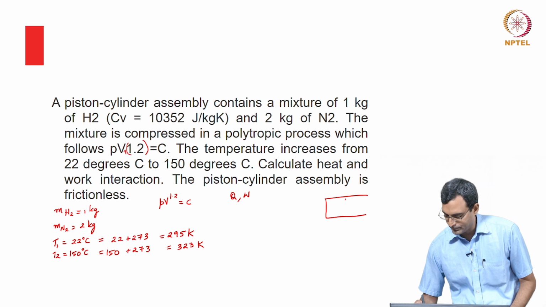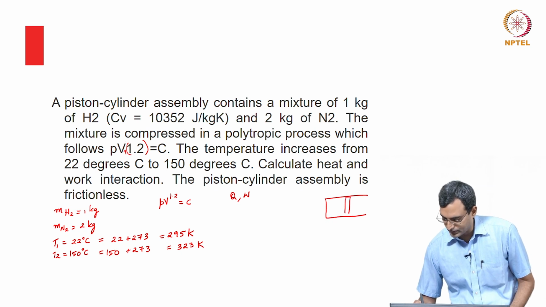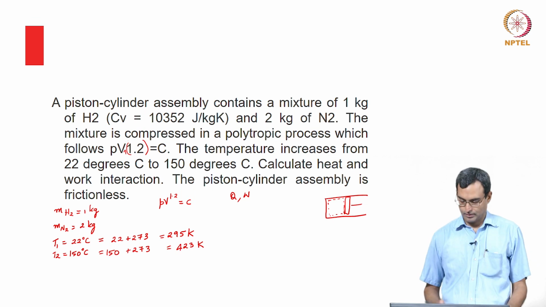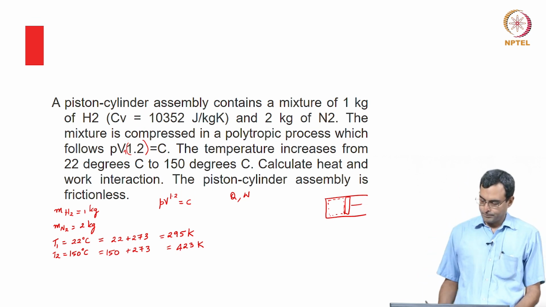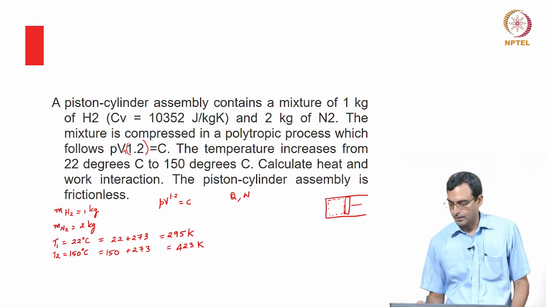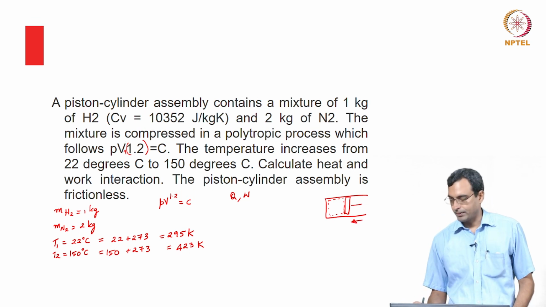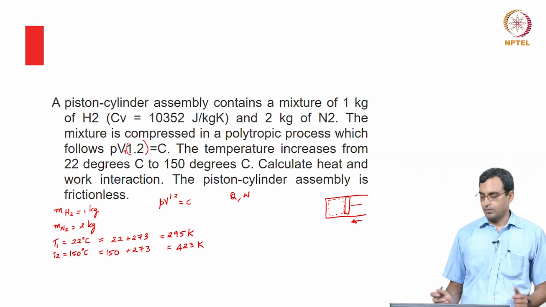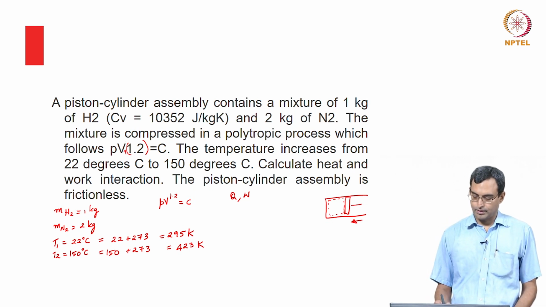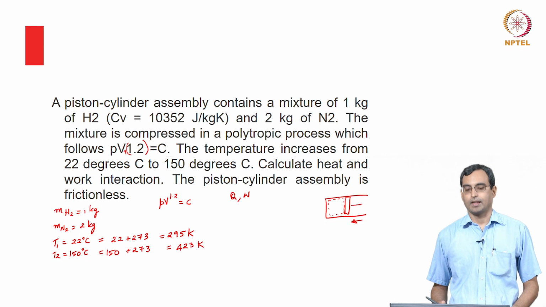So, we have, for example, a piston cylinder assembly of this kind. Our control mass is essentially the mass here. Okay, this is 423, not 323, that's correct. So, what we are trying to do is find out what happens when this is compressed. If it is being compressed, it means the piston is moving this way. The final volume is going to be lower than the initial volume, and we want to find out the heat interaction and the work interaction for this case.